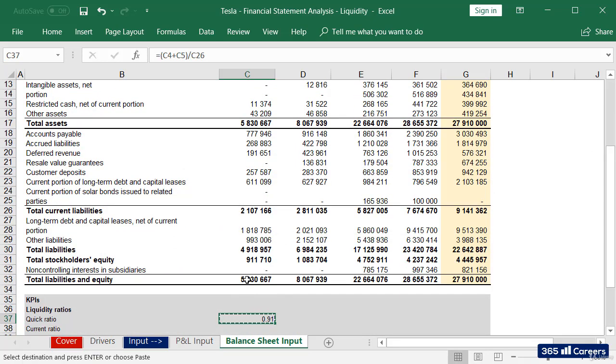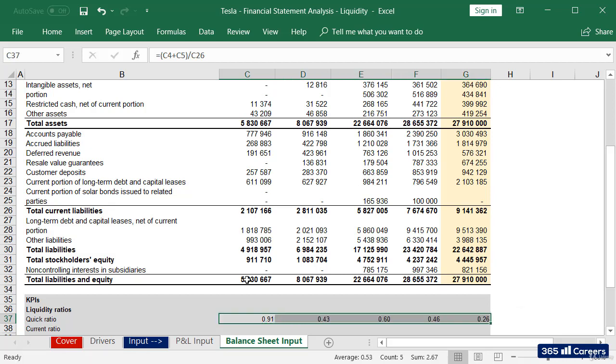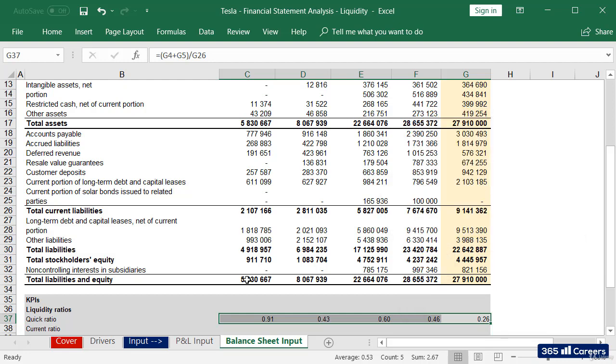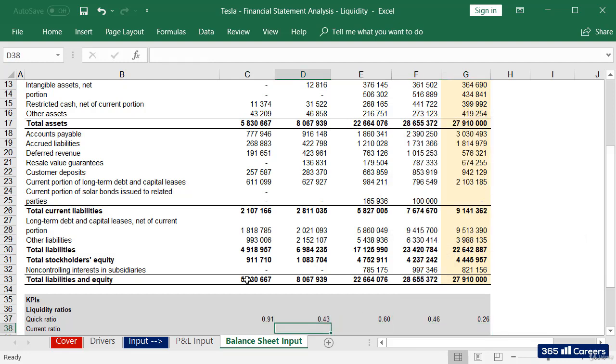Okay, now that I have created the formula, I'll simply paste to the right. Tesla's quick ratio in 2014 was close to 0.9, but then deteriorated significantly and became 0.26 during the first half of 2018. This is an important warning sign. For some reason, the company's liquidity deteriorated in the period between 2014 and 2018. Okay, let's go ahead and examine what happened.